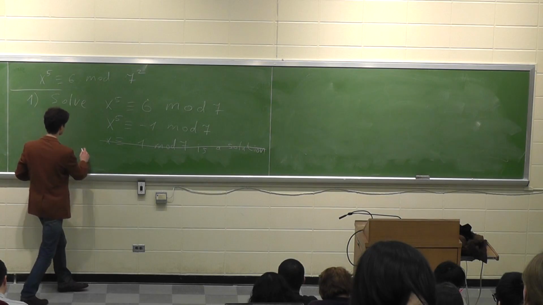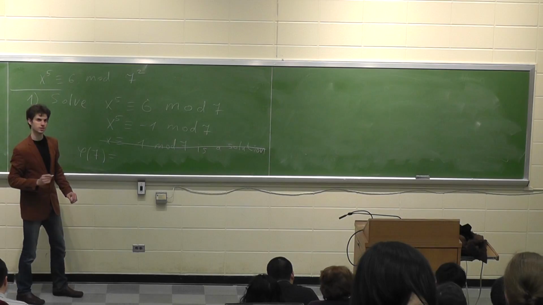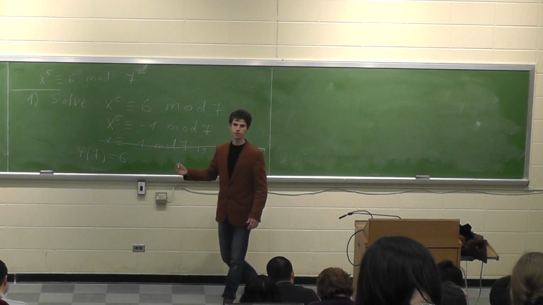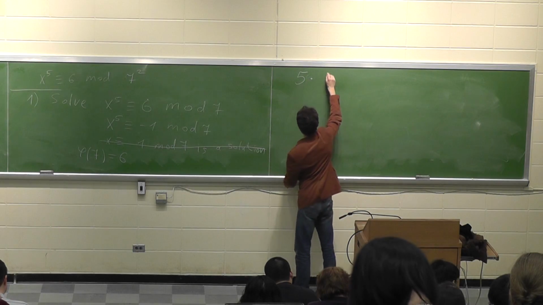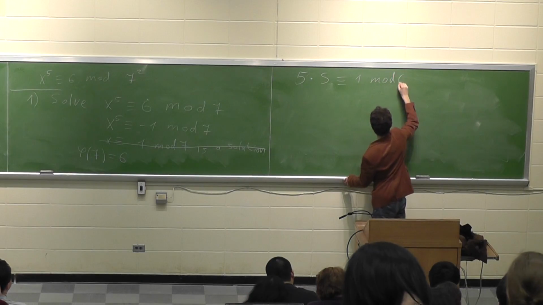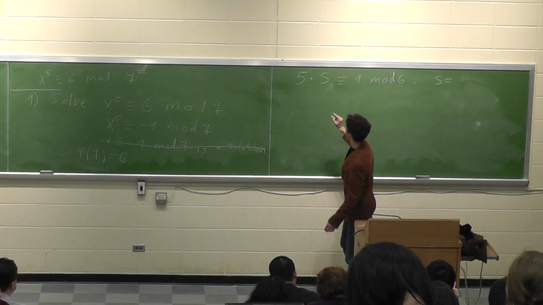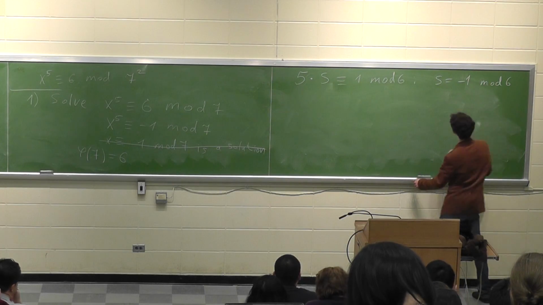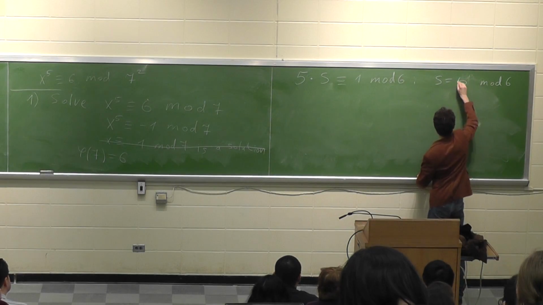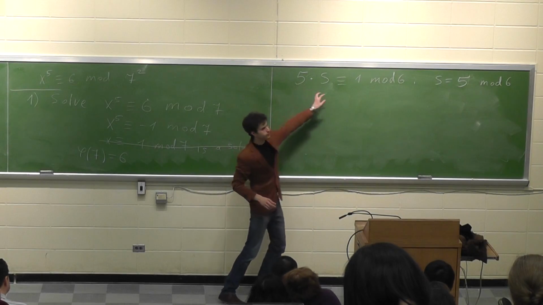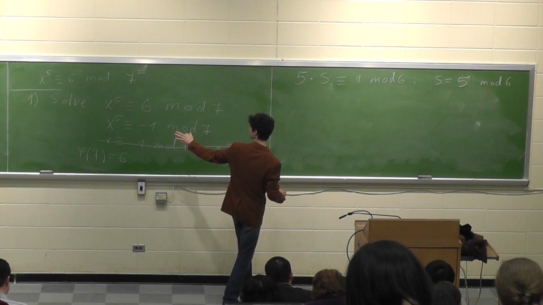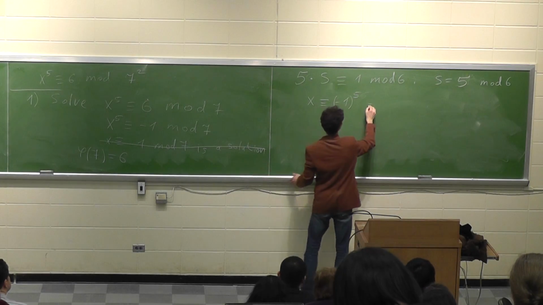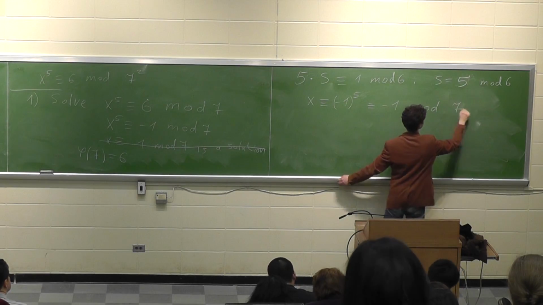Here I first of all compute that phi of 7 is 6 because 7 is prime. Then I know that 6 is relatively prime to this exponent 5. So there should be only one solution, and to find it, I should find a solution of 5 times s congruent to 1 modulo 6. So s is 5, since 5 times 5 is 25, which is 1 modulo 6. Then it follows that x is minus 1 to the power of 5, which is minus 1 modulo 7.